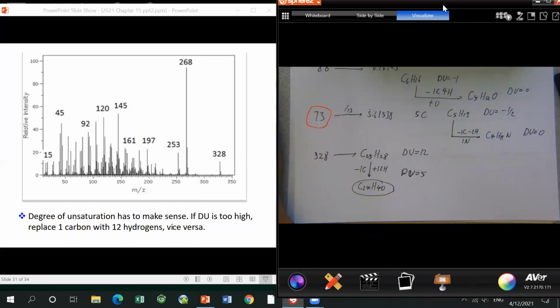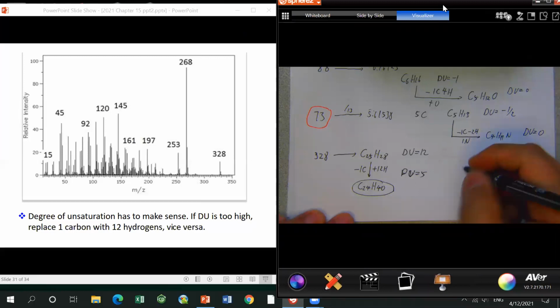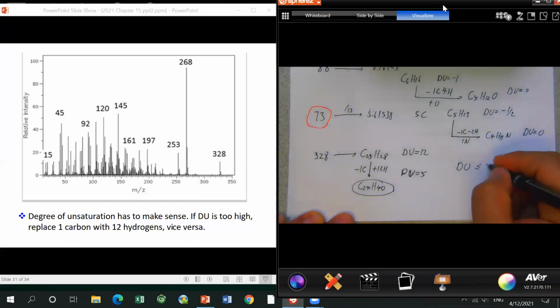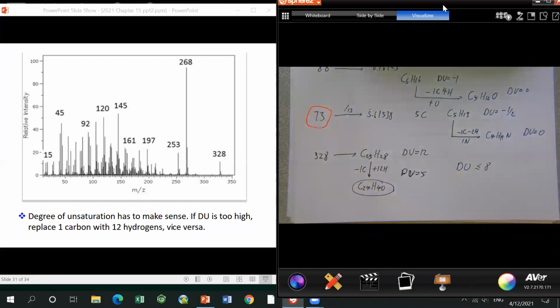Normally speaking, the DU should be less than or equal to 8. So 8 is two benzene rings, and normally speaking, two benzene rings is enough.